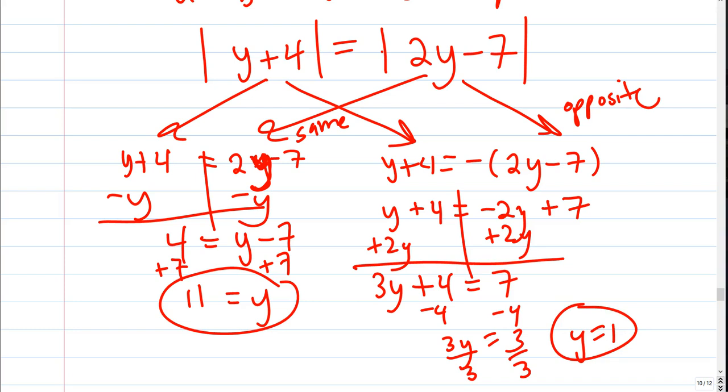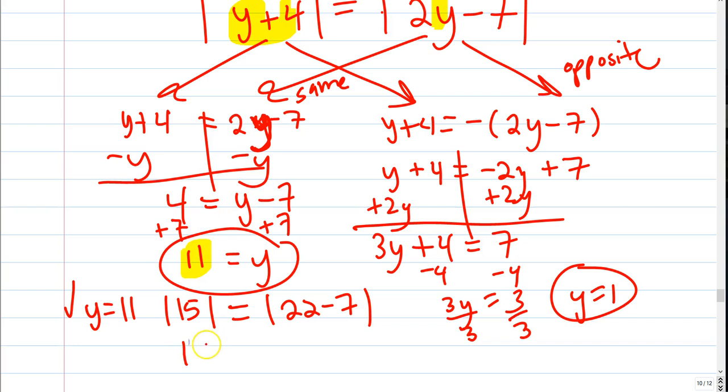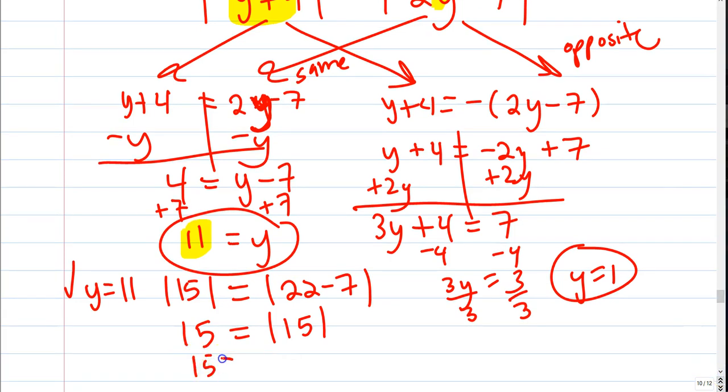So what should you do? Well, check it. Let's check if y equals 11. 11 plus 4, we get the absolute value of 15. Just plugging that 11 right here for the y. Plugging in the 11 there, we get is equal to the absolute value of 11 times 2, or 22, minus 7. The absolute value of 15 is just 15, is equal to the absolute value of 15. I think you can tell this one is going to work out. 15 equals 15. So 11 was fine.